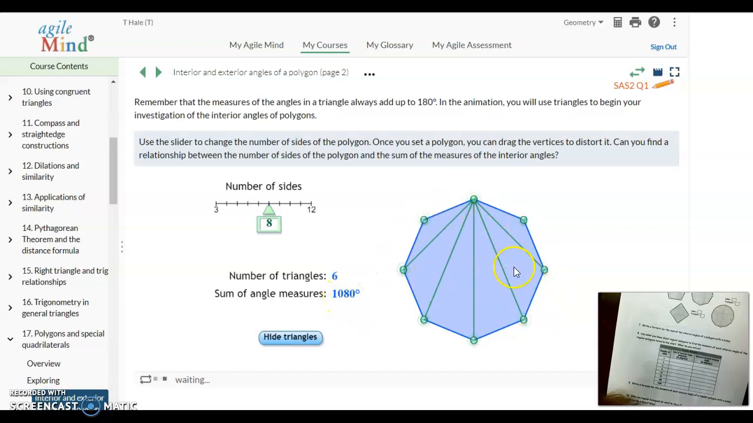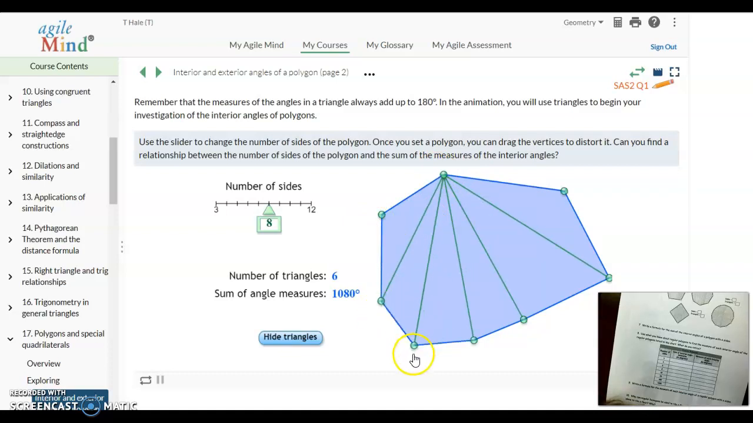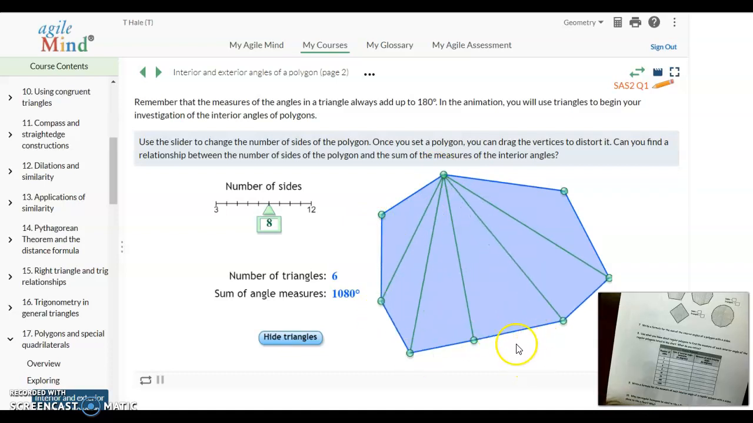Now this is a regular octagon. What if I make it irregular? Did that change the interior angle sum? It's not affecting it, is it? So that is the interior angle sum for any octagon, not just a regular one. So with any octagon, if you draw the diagonals from one vertex, you're going to have 5 of them. That's the number of sides minus 3, right? 8 minus 3 is 5. But you form 6 triangles. So that's the number of sides minus 2.